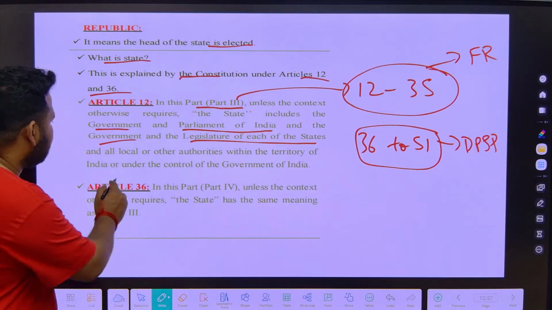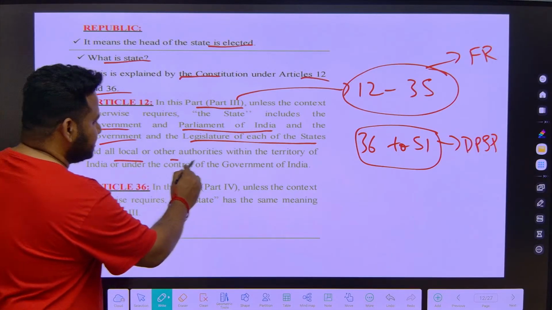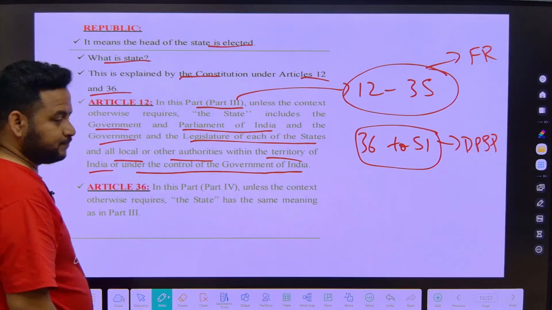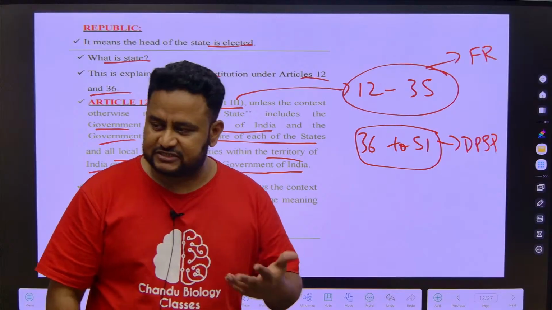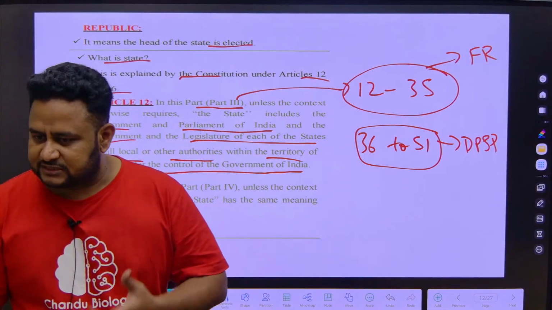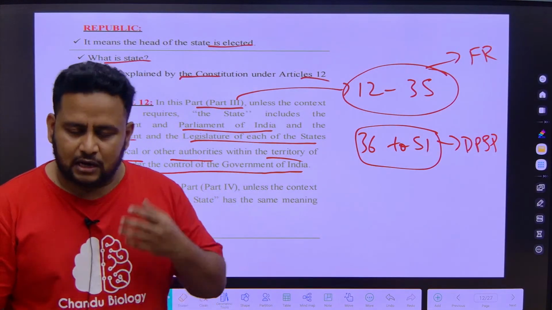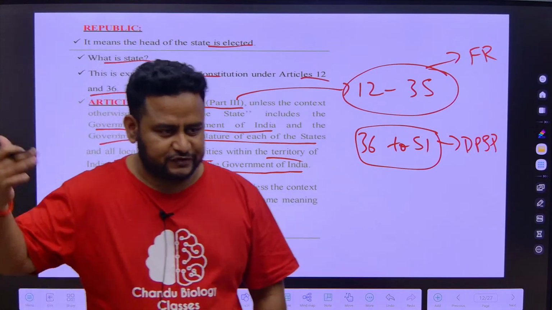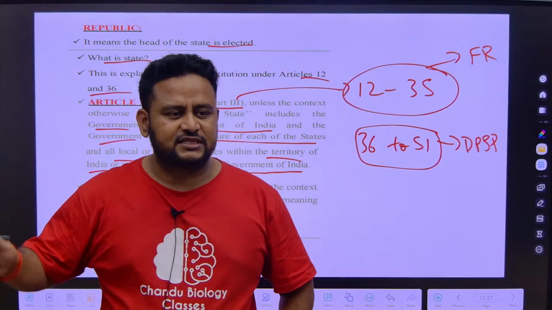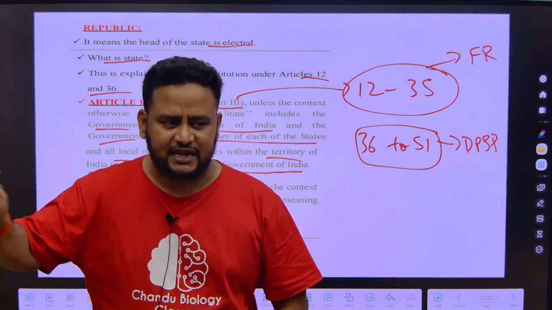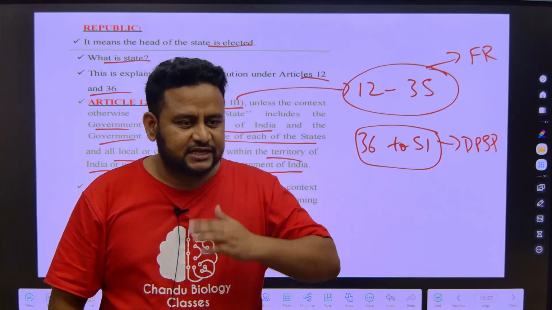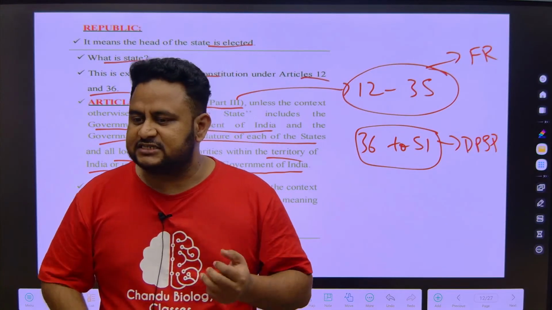Okay, and all local bodies or other authorities within the territory of India, or under the control of the government of India. Even local bodies, panchayats, municipalities, which are government institutions. Even all other bodies which are under the control of the government of India. Any government office here, which is under the control of the government of India or government of Telangana, that office itself is called a state. Anything that represents government is a state.